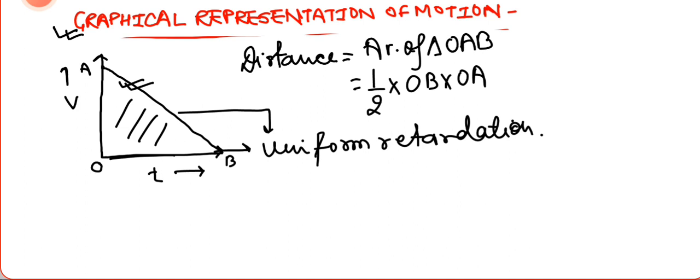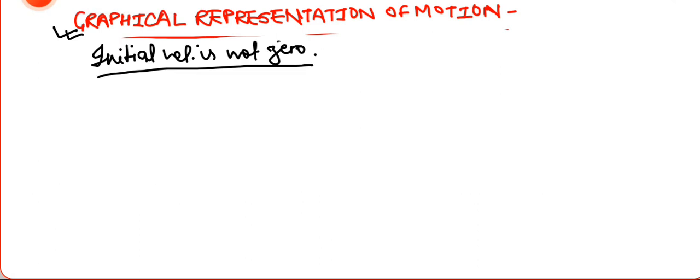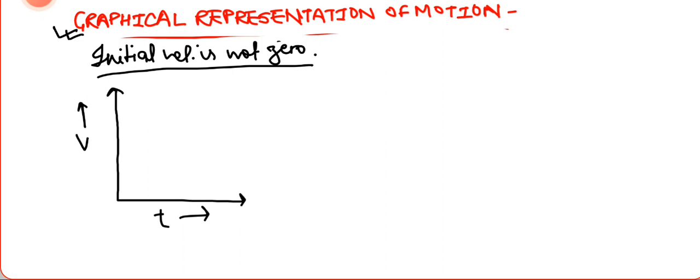Now let's move to the fourth case. Now here students, we will be representing the VT graph, and in this case, the initial velocity of the object is not 0. It is representing the velocity axis, the vertical one, the horizontal axis representing the time. Now if it is not 0, it must be somewhere around here.